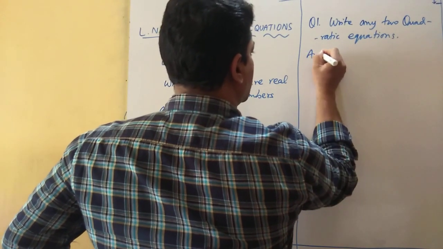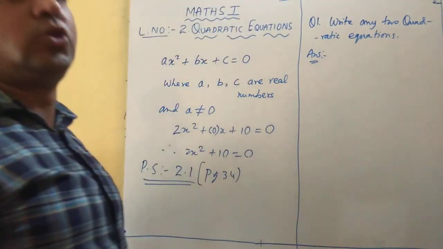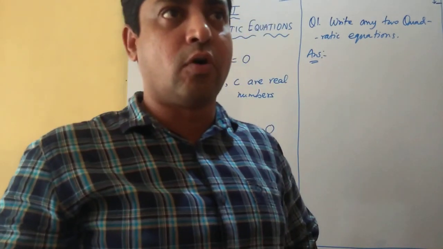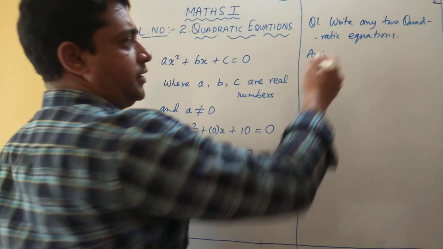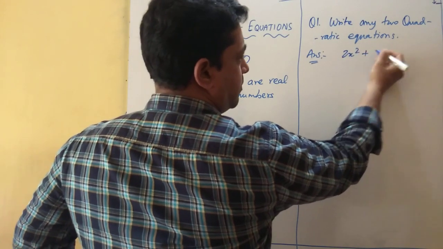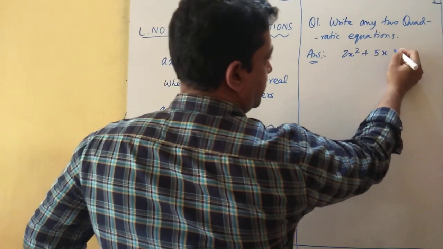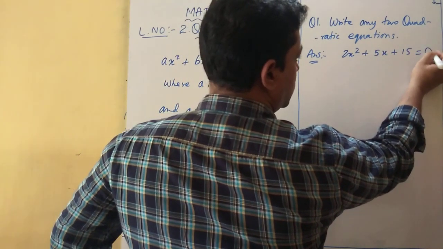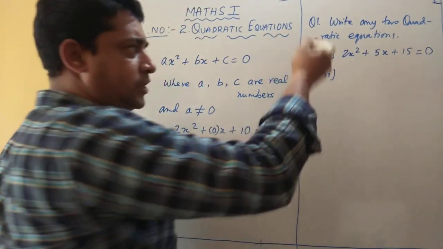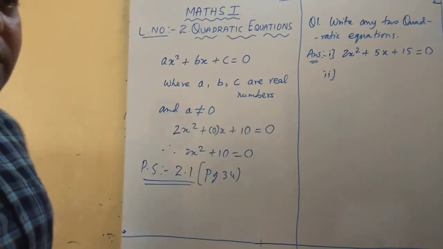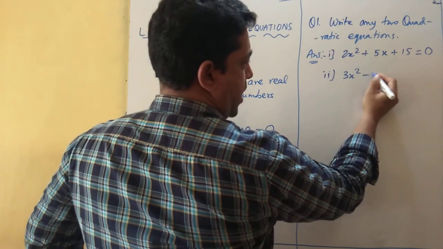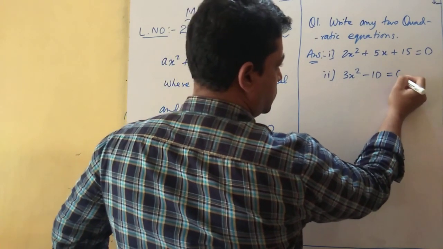Now as you know, you can write any two quadratic equations. It's an open-ended question. You can write infinite numbers of quadratic equations. So I'll just write it. I'll take one of the easiest ones. 2x square plus 5x plus 15 is equal to 0. That's the first example. In the second example, we'll change it a little. Okay, we'll take the middle term as 0. So you can write it as 3x square minus 10 is equal to 0.